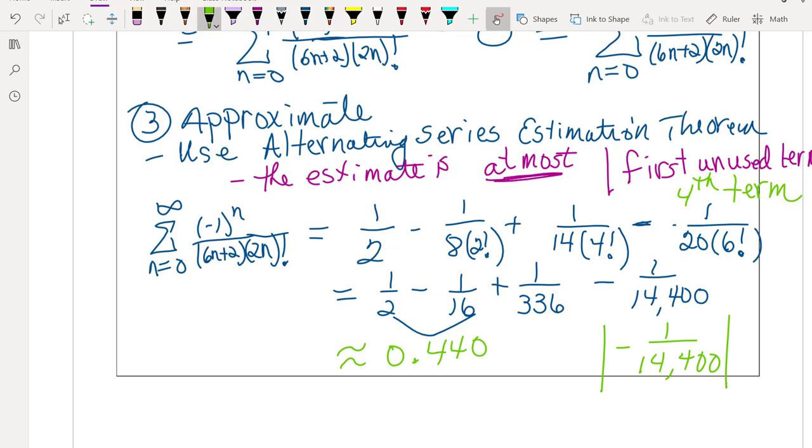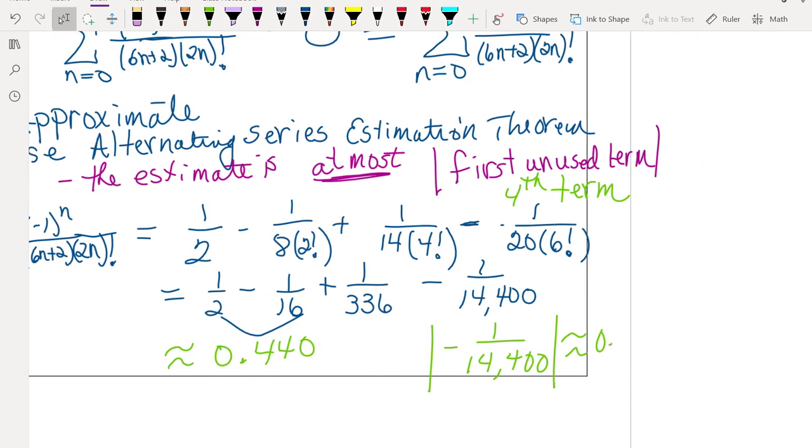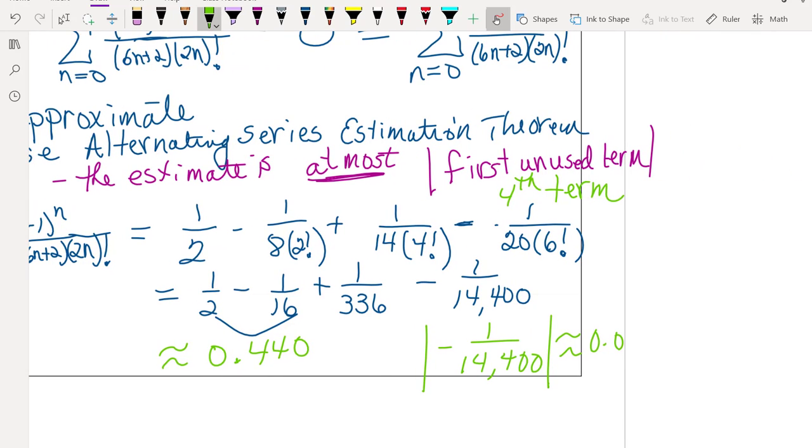this is equal to 1, 2, 3, 4, 7. So we have 4 decimal place accuracy. So this is accurate to 4 decimal places. So that's pretty accurate. That's a pretty good estimation.